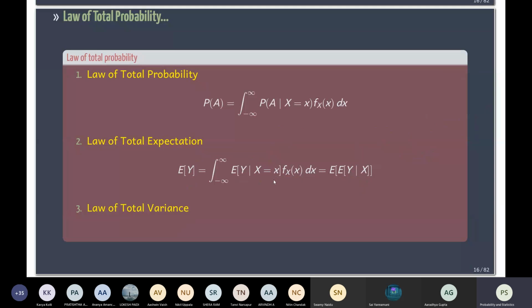Okay, so this is the law of total expectation, and now the law of total variance. It's kind of interesting: you just flip the expectation and variance. So it is the expectation of the variance of Y given X, plus the variance of the expectation of Y given X. This is something you can memorize. So this is how these are defined: the law of total probability, the law of total expectation, and the law of total variance.